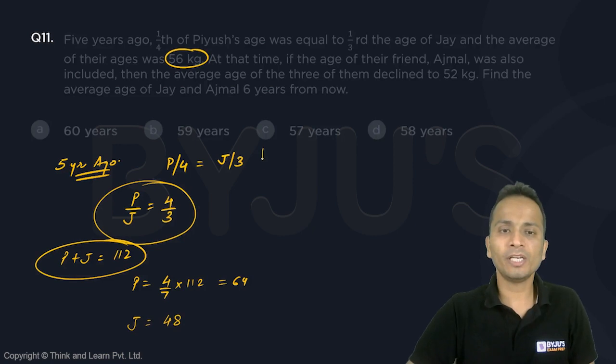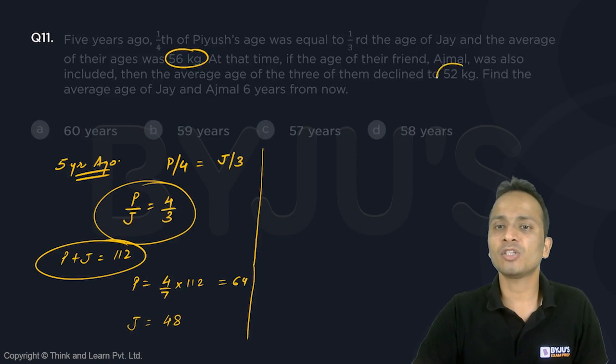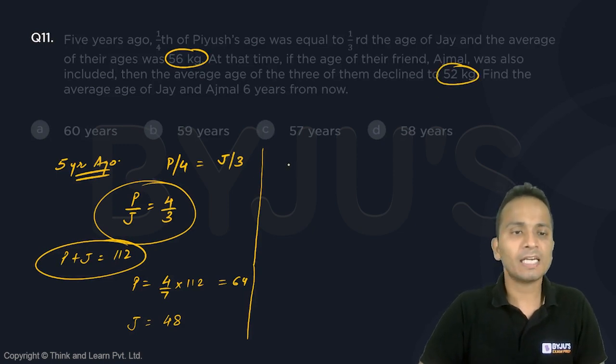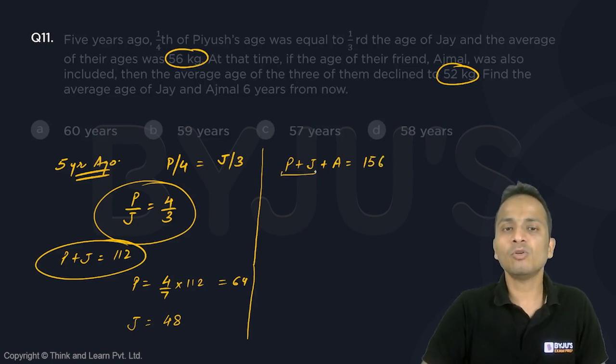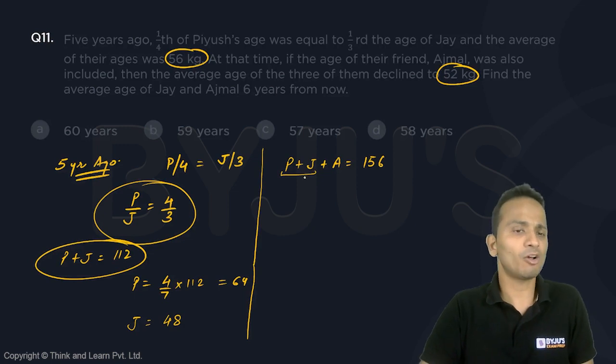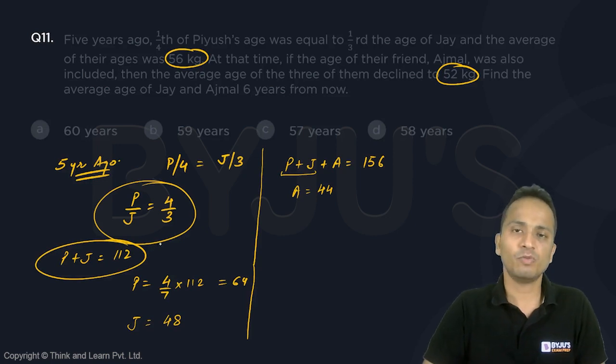Now, if I also include the age of Ajmal at that time, then the average was 52. So I can say that the sum of the ages of Piyush, Jay, and Ajmal 5 years ago was 52 into 3, that is 156. I already know the value of P plus J, which is 112. So the value of A, Ajmal's age 5 years ago, will become 156 minus 112, that is 44. So now I have individual ages of Piyush, Jay, and Ajmal 5 years ago.